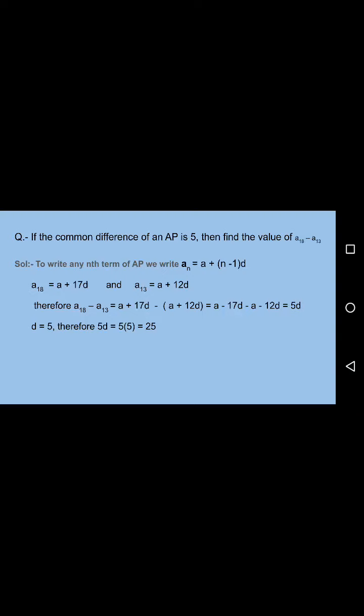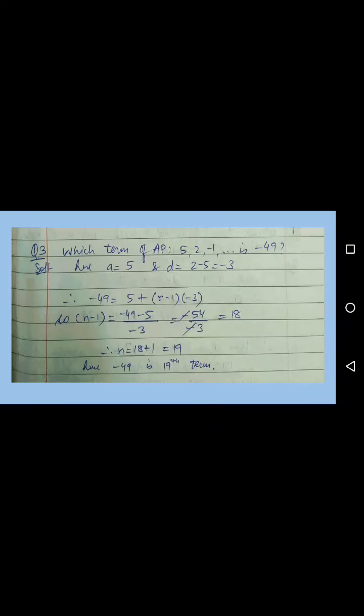Now we need to find A18 minus A13. So in place of A18 we can substitute a plus 17d, and in place of A13 we can substitute a plus 12d. On solving it, there's a negative sign written on 17d, which is wrong. Actually, it should be plus 17d. So the answer is 5d. D equals 5, and therefore 5d equals 25. So we can substitute the value of d and calculate. Our answer is 25.